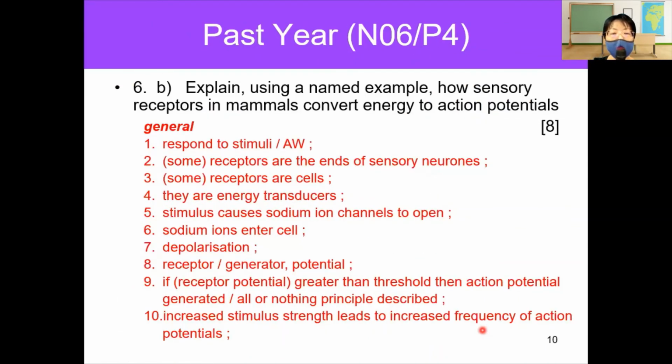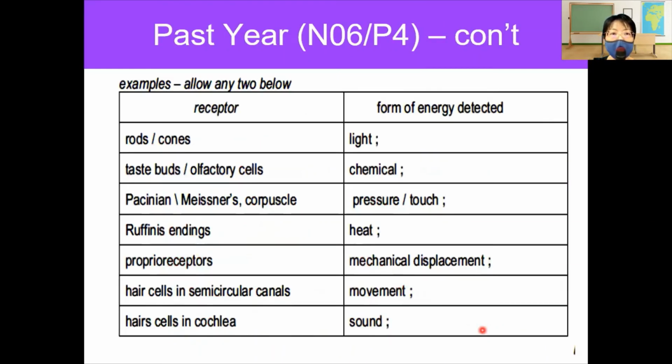Because the question asks a student to give example, right? Okay, example. So allow any 2 below. That means if you give 2, you get 2 marks, even though the question says give 1 will do. Okay. So for example, you need to learn up the name of receptor like rod cells and cone cells, detecting light, taste bud, or olfactory cell, detecting chemical. Olfactory is for your smell, okay? Also detect chemical, okay? Others, if you want, you can memorize whichever you feel that you prefer, okay?